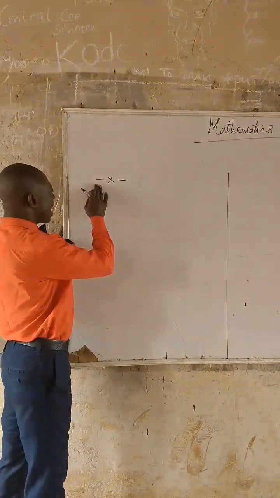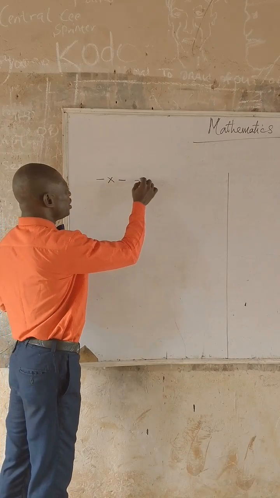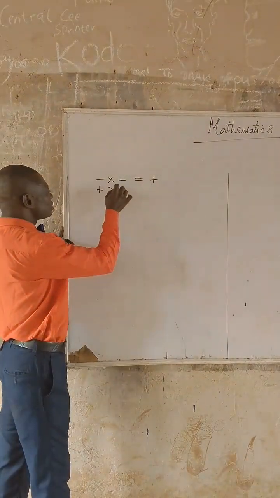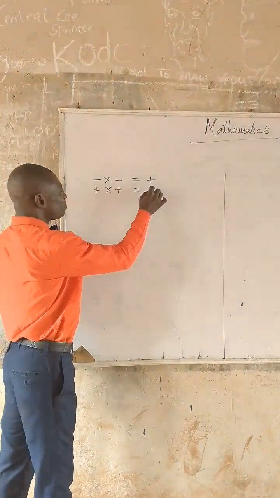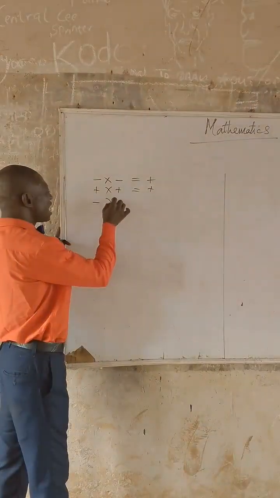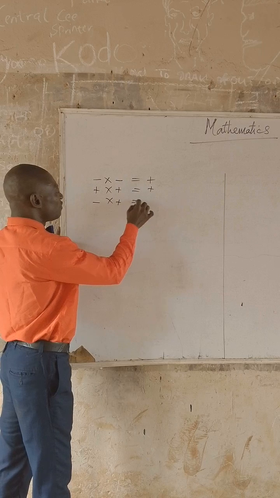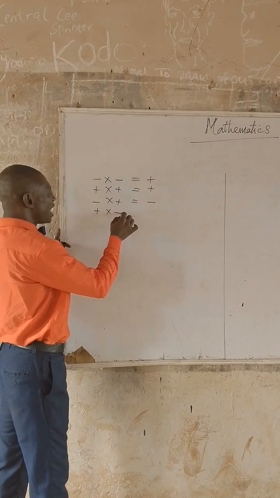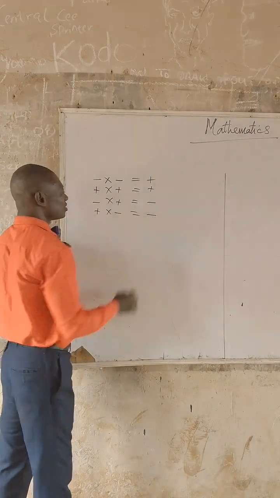Minus times minus will give us plus. Plus times plus will give us plus. Minus times plus will give us minus. And plus times minus will give us minus.